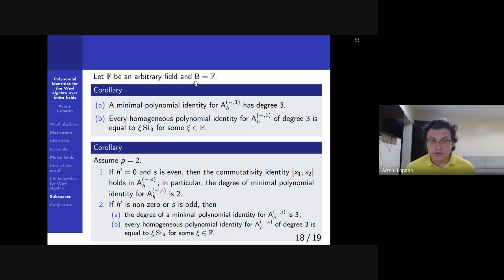And then considering the case of algebra B equal to the field F, we get the following two corollaries from our previous research. So here, the field F is arbitrary. Earlier we did it in the case of an infinite field, but here we can now say that the same holds in the case of an arbitrary field. So here we established the minimal polynomial identity for this subspace. So it can be considered some generalization, or some analog, of associative identities for the Weyl algebra. It has degree 3, and then we studied in detail the case of characteristic 2, and also we studied identities of minimum degree here.